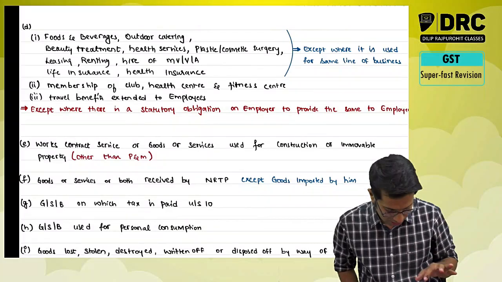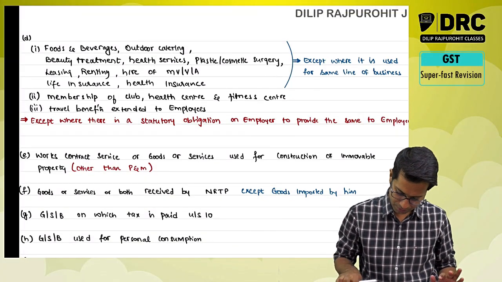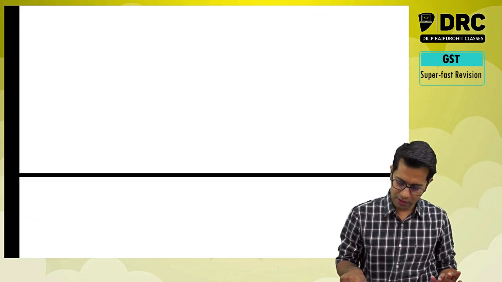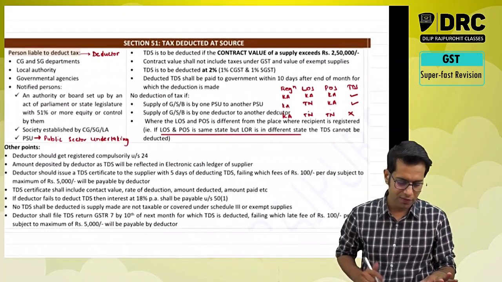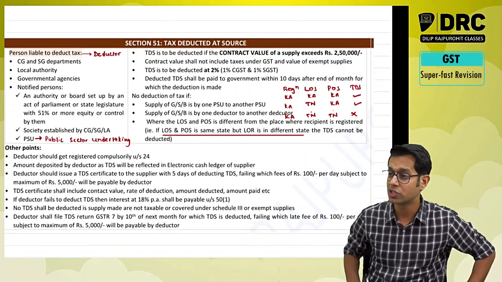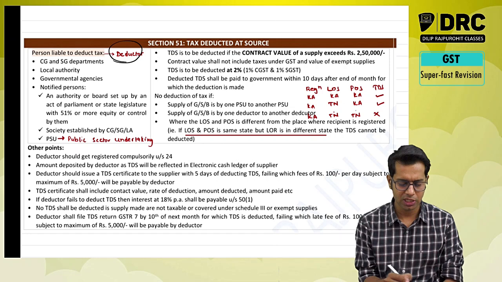Section 51 talks about TDS and section 52 talks about TCS. Section 51 is newly added for CA Inter students, not applicable for CMA students. Now, who is required? Section 51 is applicable to whom, sir?